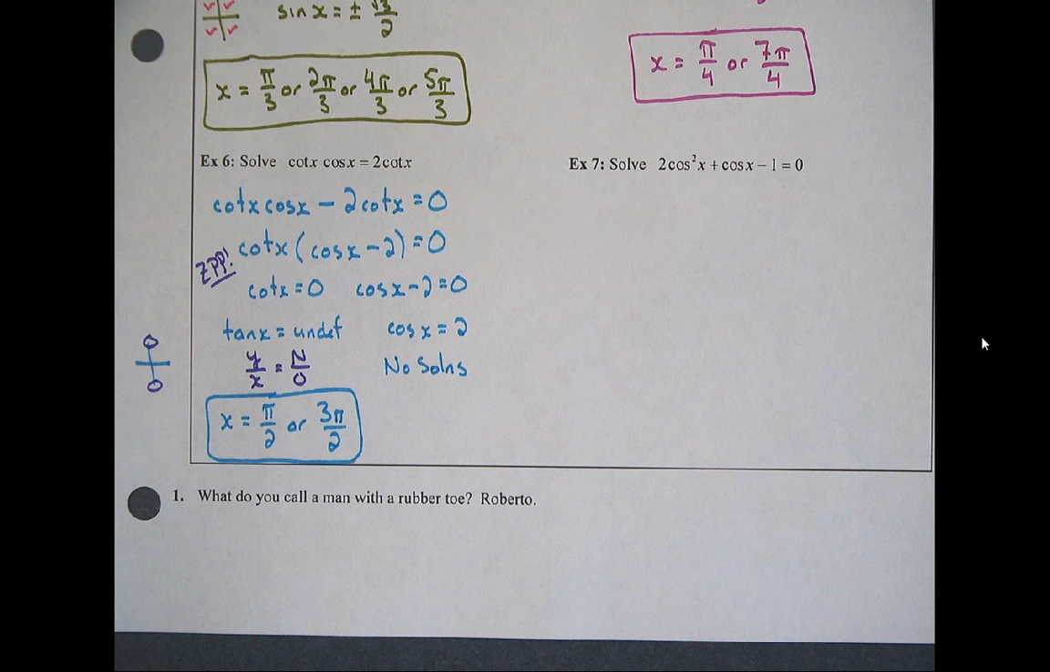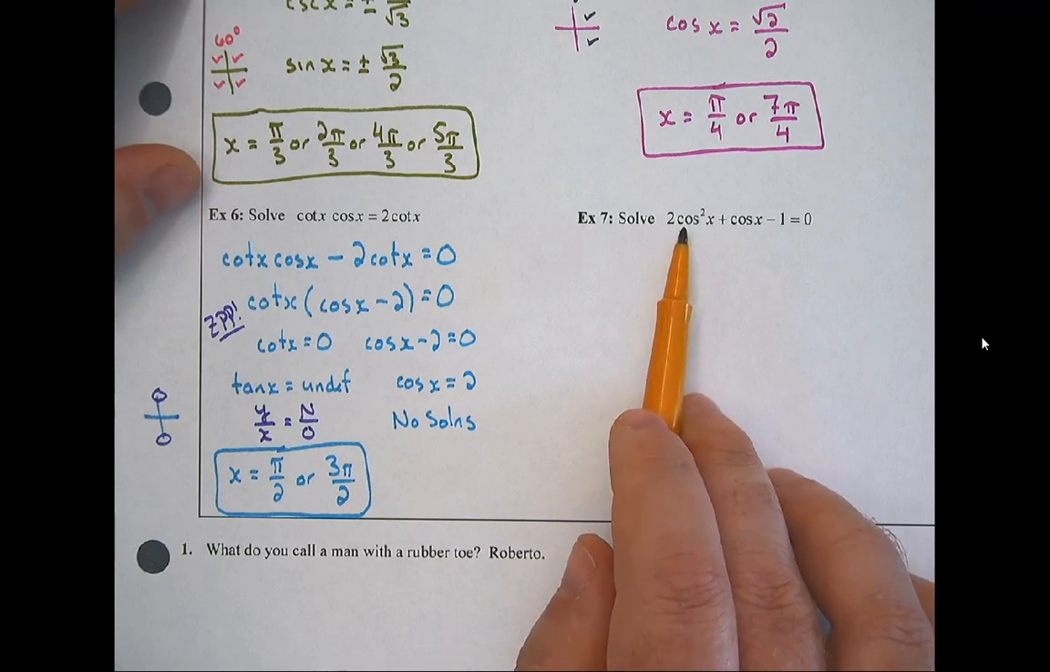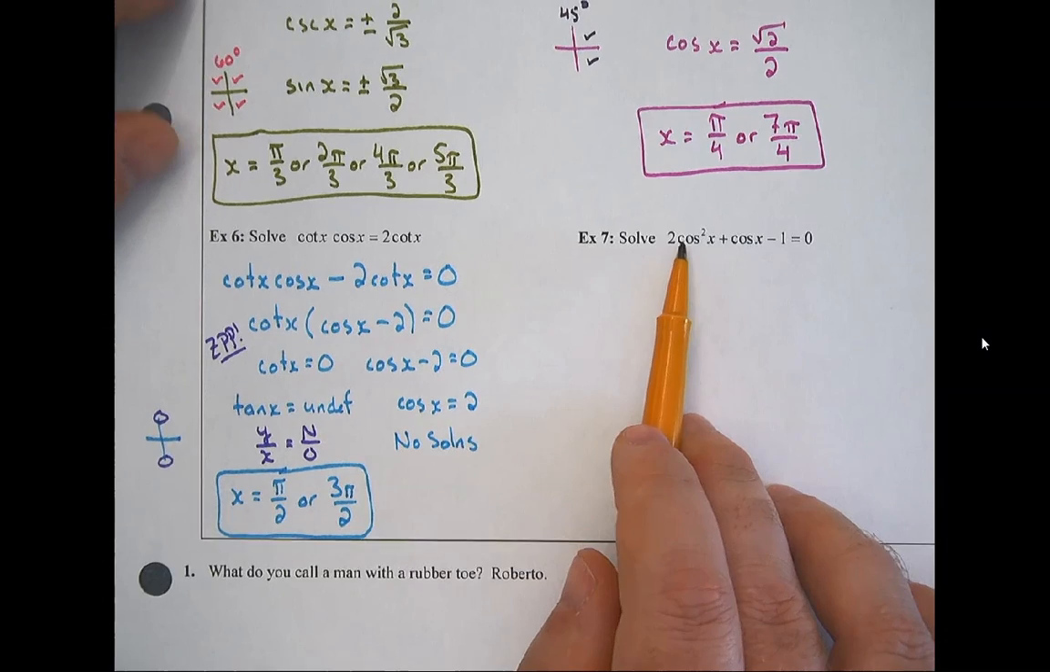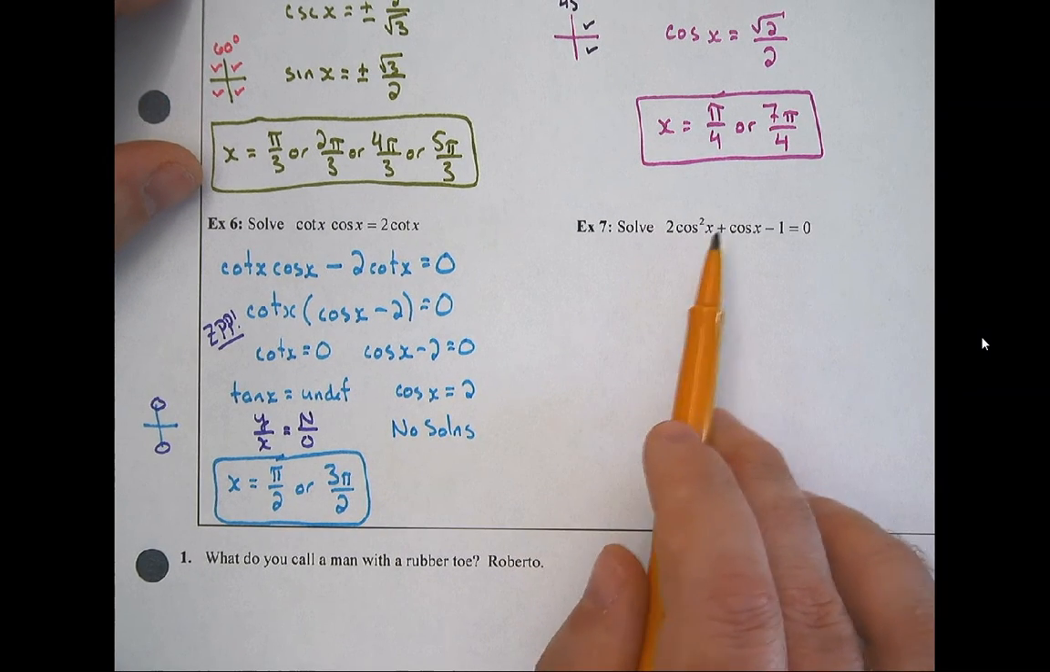All right, and now the last one. These are really sneaky. There's lots of ways to do these. The way I usually like to do it is I like to do a substitution. So I've got a cosine and I've got a cosine squared. I need to factor those. I can't combine them. It's like having an x and an x squared. The only way to finish that is to factor.